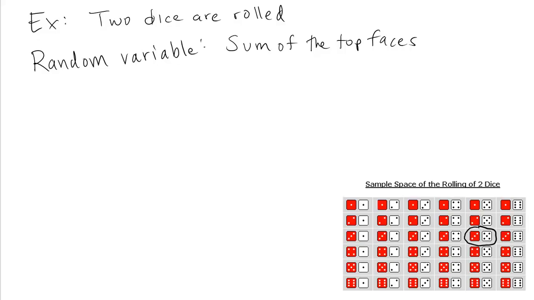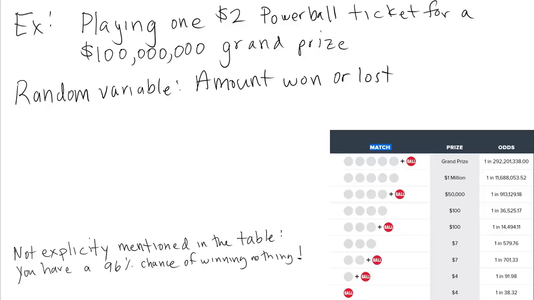Here's a second example. One of the more popular multi-state lotteries is called Powerball. So in this example, our experiment is to be playing one $2 Powerball ticket for a $100 million grand prize. So you're going to get a ticket with 6 numbers on it. You get 5 regular numbers and then one extra number called a Powerball. So 6 total numbers on your ticket. You can choose those, or you can have those randomized by the computer. And then based on how your ticket compares with the balls that are actually selected, there's a unique prize associated with that. So I put the table in the lower right-hand corner.